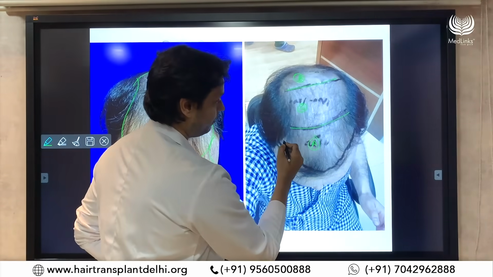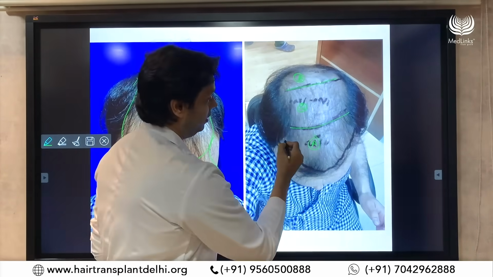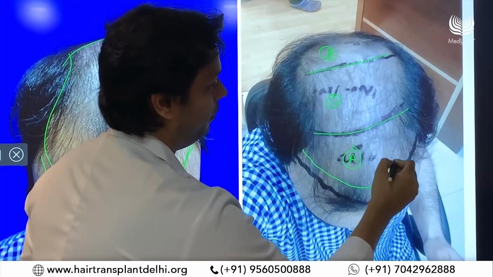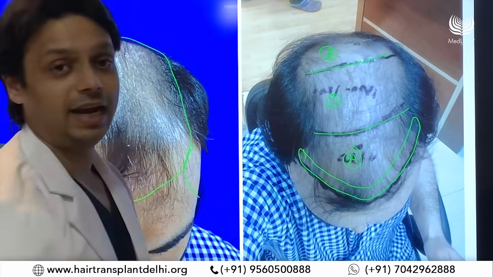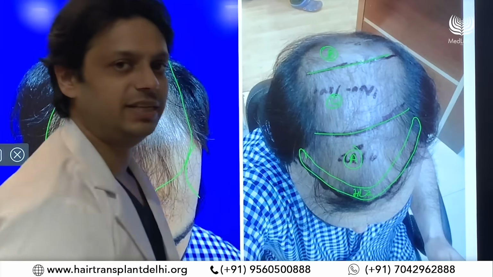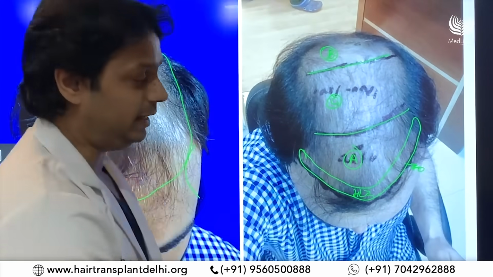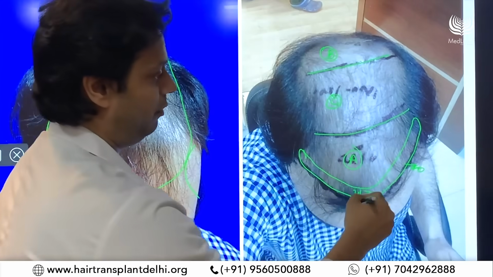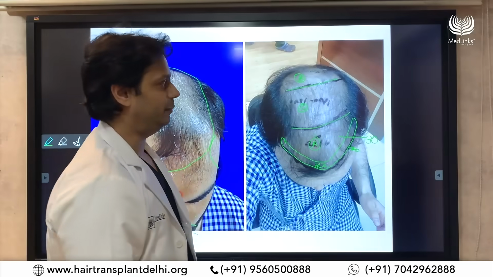So in area A, we give a higher density, and even in area A, we do a better density in the front, which we call the hairline zone, where we give a density of around 40 grafts per square centimeter. Then comes the forelock, where we give a density of 30 grafts per square centimeter.